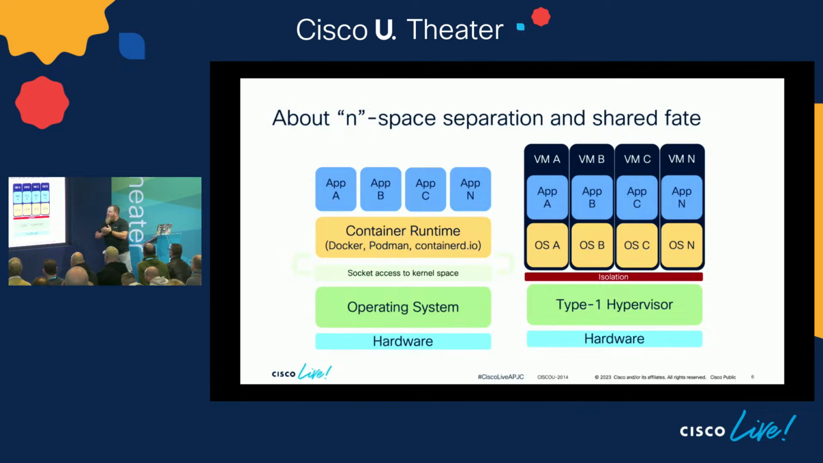On the right, we have a traditional type 1 hypervisor. So this is type 1. So think of your vSpheres, the ESXis, that kind of thing. For there, we have hardware, we have our hypervisor, and then we have a barrier of isolation.